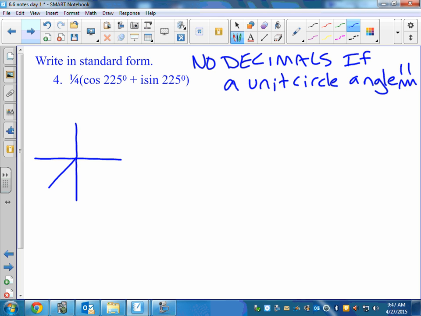But if it's from the unit circle, I want you to know that this is negative radical 2 over 2, negative radical 2 over 2. And we could say this is 1/4 times negative radical 2 over 2 plus I times negative radical 2 over 2. Or 1 over radical 2 if you prefer, but I don't ever think that way. What's the first one again? That's what the point is here, right? At 225, it's negative radical 2 over 2, negative radical 2 over 2.